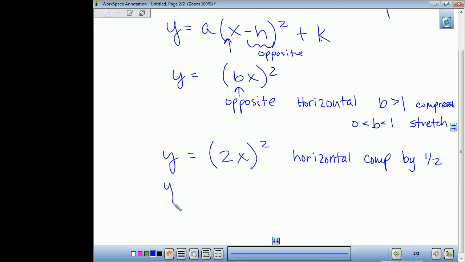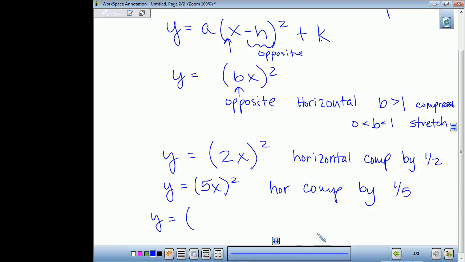All right, so here we go. So what would that cause? Compression by a factor of 1/5. A horizontal compression by a factor of 1/5. Okay?